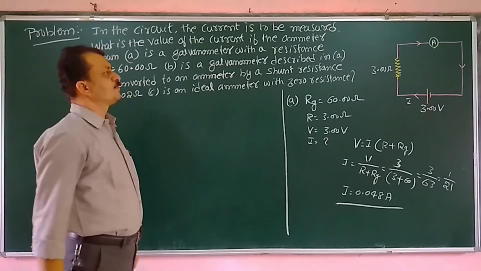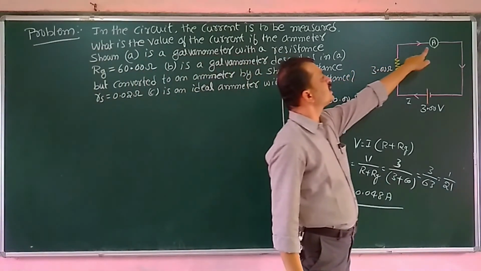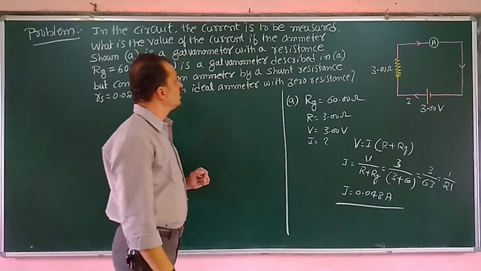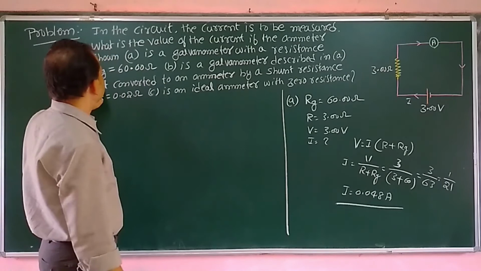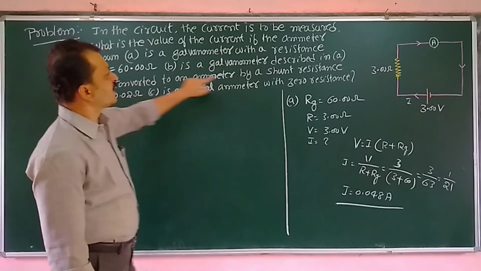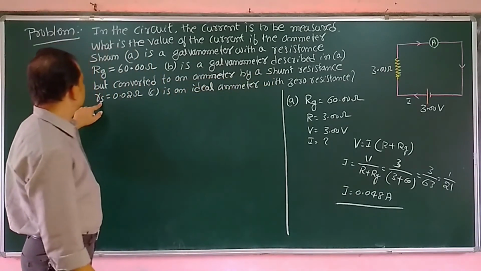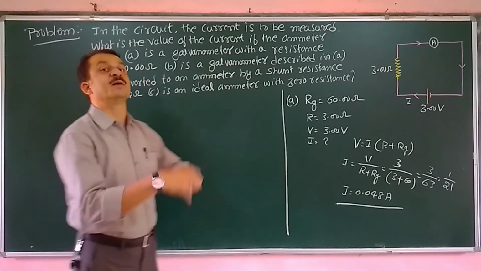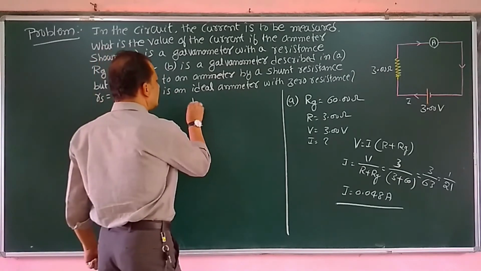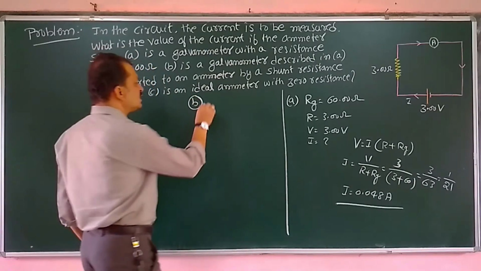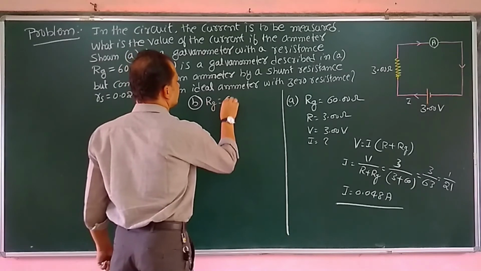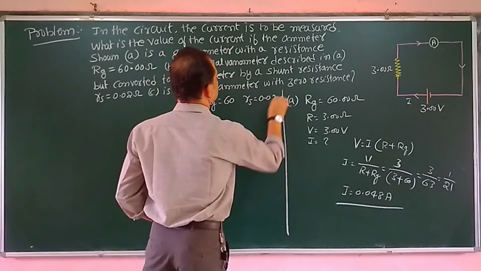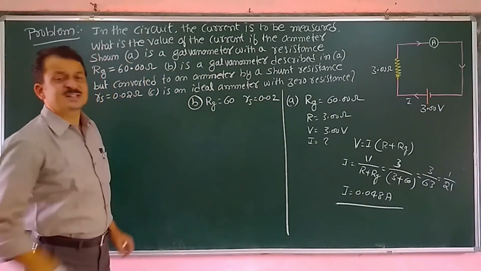Now second case, now this becomes an ammeter. Initially it was a galvanometer, and to that galvanometer they are connecting a shunt resistance of Rs equal to 0.02 ohms. Therefore it becomes an ammeter. Now in the second case, Rg is 60 and the small rs shunt resistance is 0.02 ohms. Then what is the total resistance?